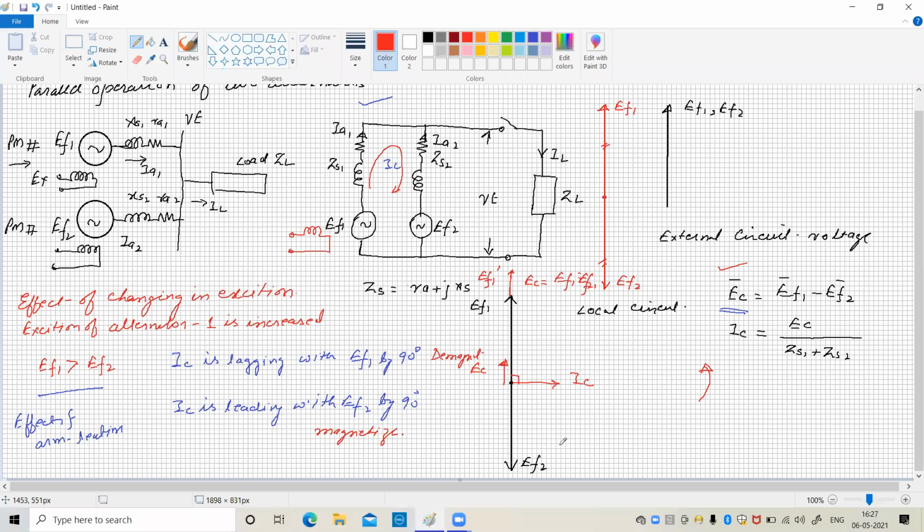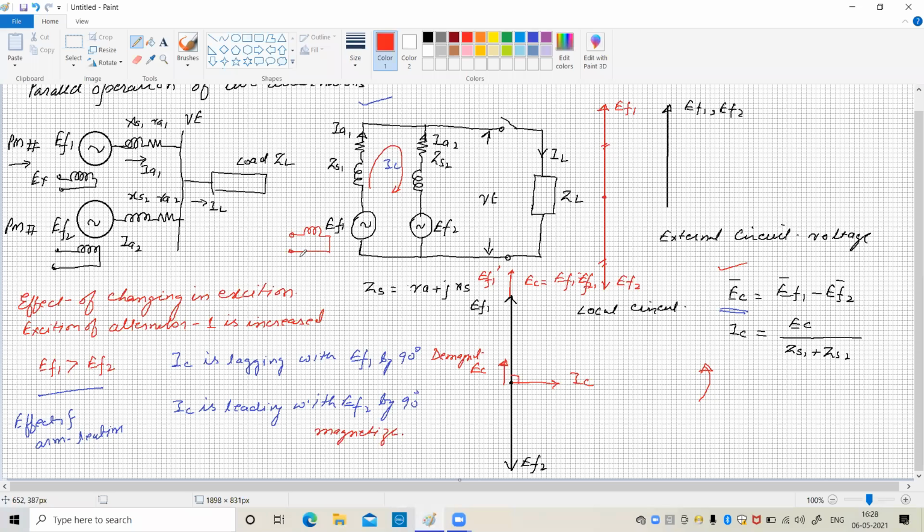Okay, so now this circulating current is called a synchronizing current. Why is it called a synchronizing current? Because it tries to maintain synchronism between the two alternators by magnetizing one alternator and demagnetizing the second alternator, in such a way that the magnitude of the first alternator decreases and the magnitude of the second alternator increases, and once they become equal, the circulating current disappears. Therefore it is called a synchronizing current. So the objective of the synchronizing current is to bring the alternators back into synchronism up to some extent.